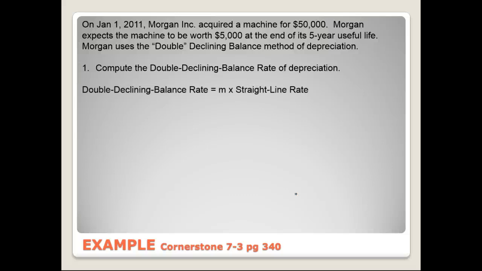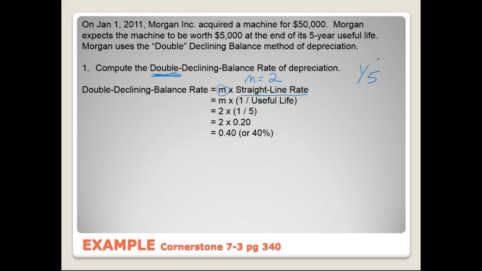So what would be the double declining balance rate of depreciation? Well, remember, the rate is always going to be the straight line rate times the multiple. If I said it's double declining balance, what is that multiple? That multiple is going to be 2. So 2 times the straight line rate. What was Morgan's straight line rate? Well, it was 1 divided by 5, right? Which is the same as saying 20%. So double that would be 40%.